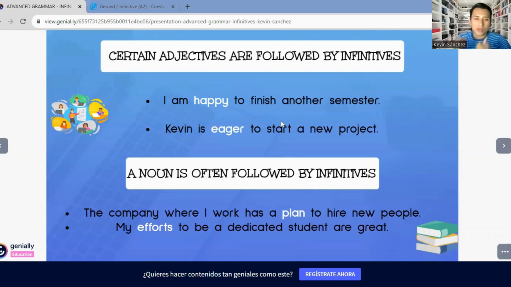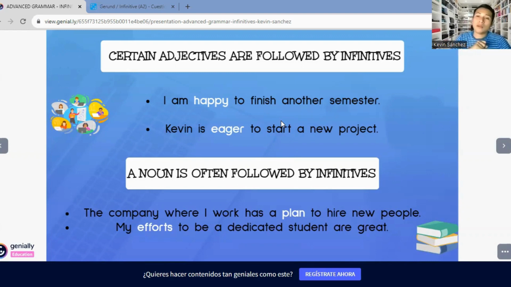Now let's go with another rule. A noun is often followed by an infinitive. So when you have a noun, you want to introduce a verb, and an infinitive is the best for you. For example, the company where I work has a plan to hire new people. My force to be a dedicated students are great.